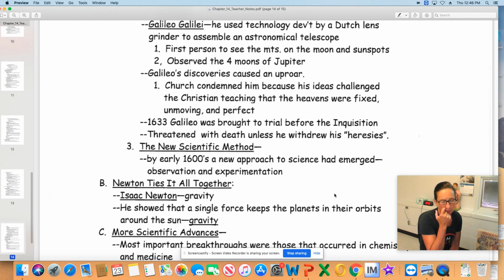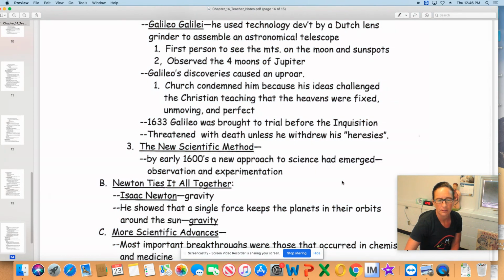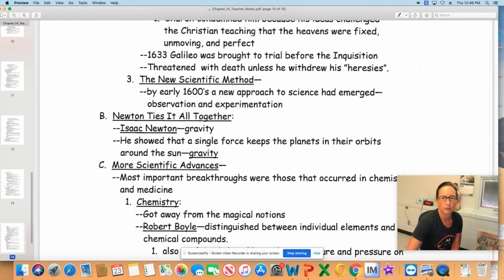In 1633, so now we're getting to the 1600s, Galileo was brought to trial before the Inquisition. He was threatened with death unless he recanted what he believed and withdrew his so-called heresies. And he does that to avoid death.